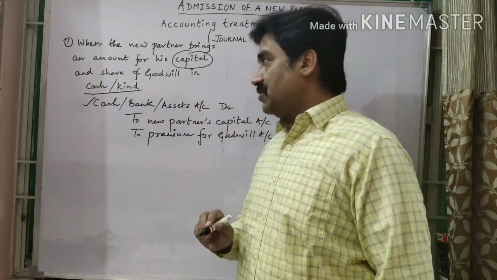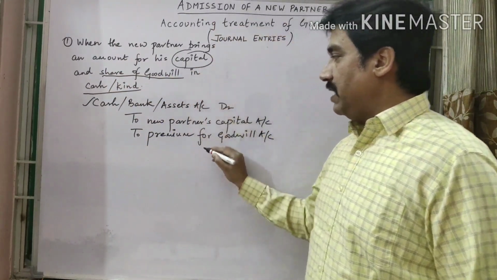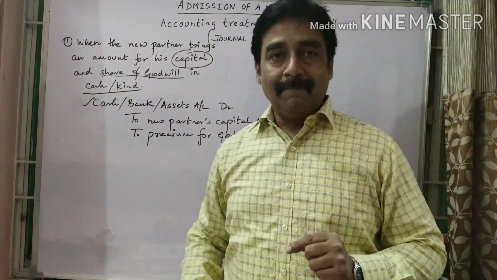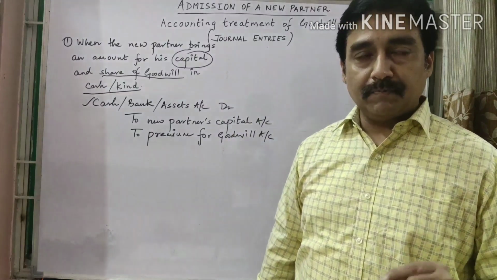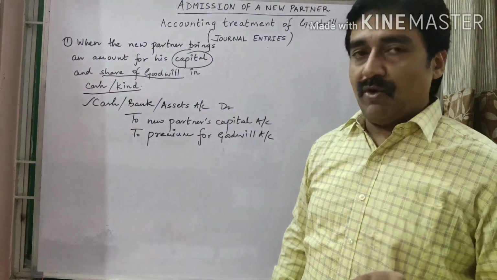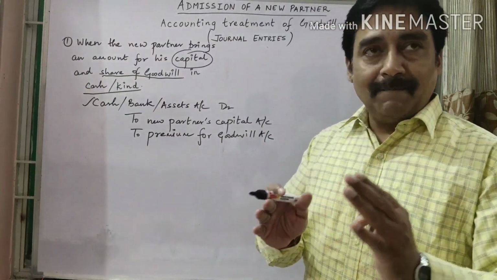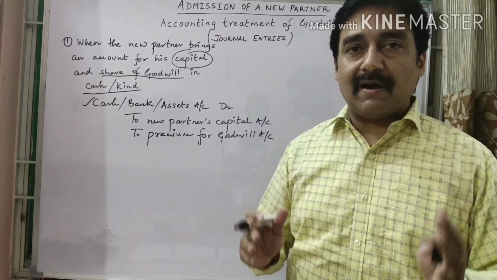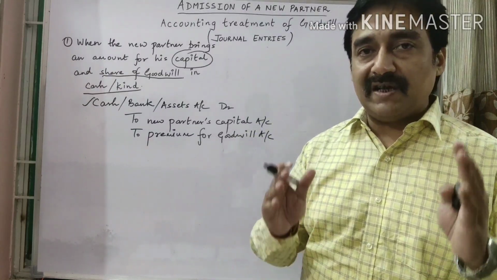But what about this share of goodwill which he has brought? We have made an entry for the share of goodwill in the name of premium for goodwill here. What will happen to this premium for goodwill? This premium for goodwill, children, he has brought for the old partners because they have sacrificed in order to accommodate the new partner into the firm. So this premium for goodwill will be given to the old partners and they will distribute it amongst themselves in the sacrificing ratio.